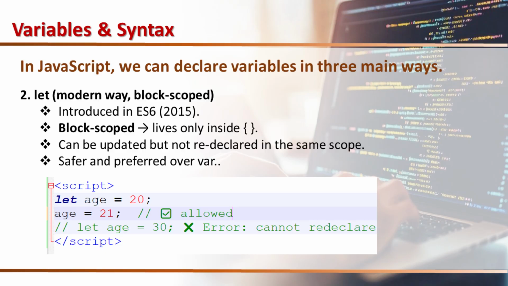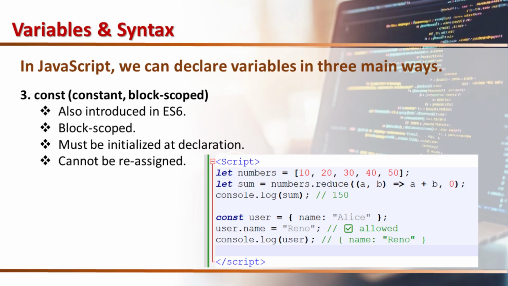The second way of declaring variables is let. Let is modern and block scoped, introduced in ES6, 2015, and allows you to declare variables that are limited to the block in which they are defined. These variables can be updated but not redeclared in the same scope, and let avoids many pitfalls of var, such as accidental global variables and hoisting issues, making it a safer and preferred choice for modern JavaScript development. Lastly, const is a constant and block scoped variable that was also introduced in ES6, and it must be initialized at the time of declaration and cannot be reassigned.